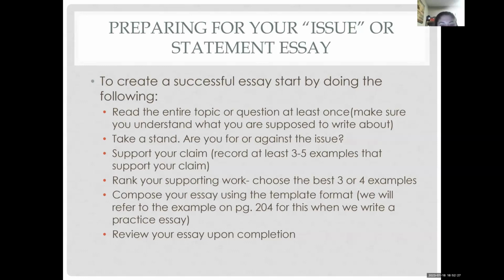Rank your supporting work, choose the best 3 or 4 examples, and compose your essay using the template format. We will refer to the example on page 204 of the book when we get to writing a practice essay in the second session, and review your essay upon completion.